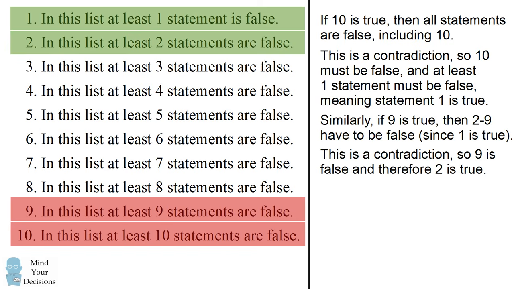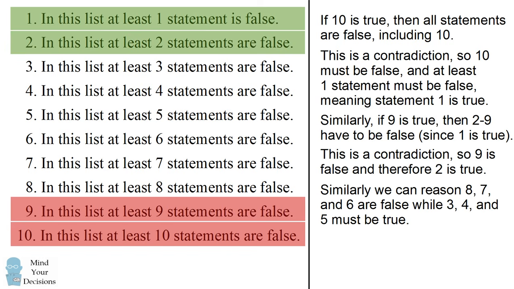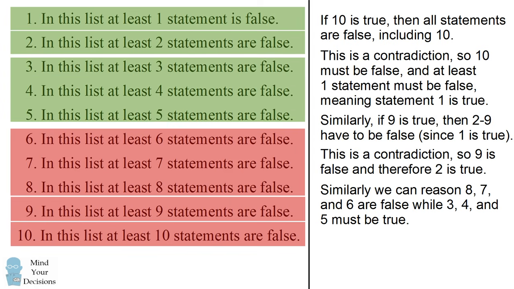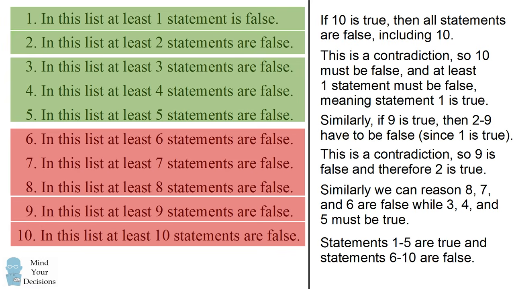We can similarly proceed to show that statements 8, 7, and 6 are false, while 3, 4, and 5 must be true. So what we end up with is 5 true statements and 5 false statements. And this turns out to logically work. So statements 1 through 5 are true, and statements 6 through 10 are false. Did you figure it out?